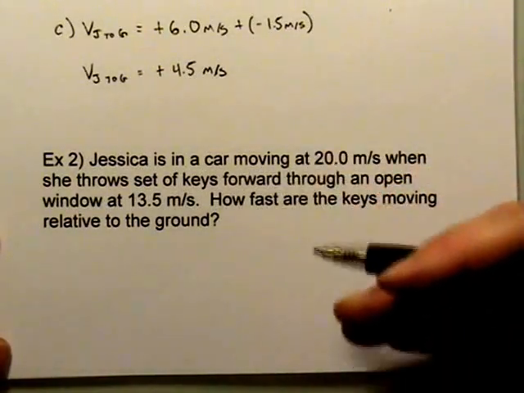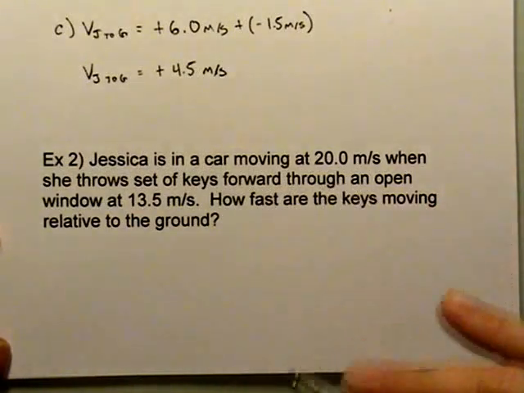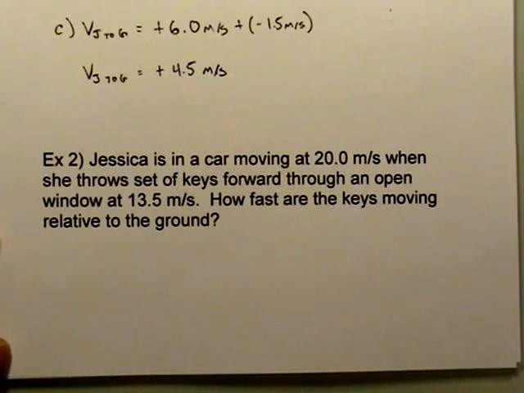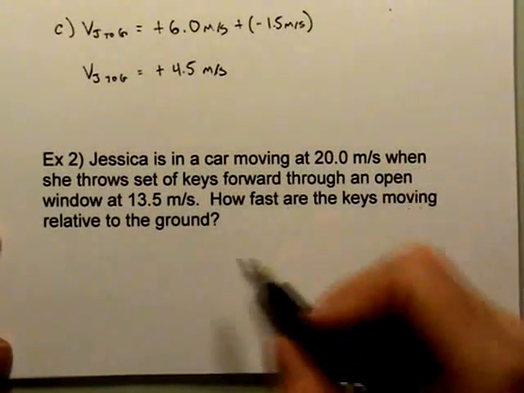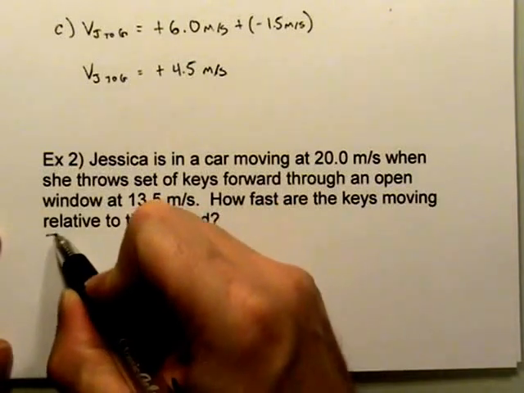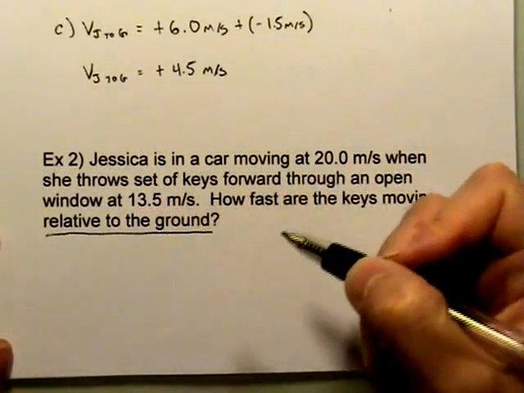There is a formal equation for this, but for the purposes of this course, we really want to just keep things simple and reason out: do I need to add the two velocities, or should I subtract the two velocities to come up with their velocity relative to the frame of reference that you're choosing? In this case, the frame of reference is stated as relative to the ground.